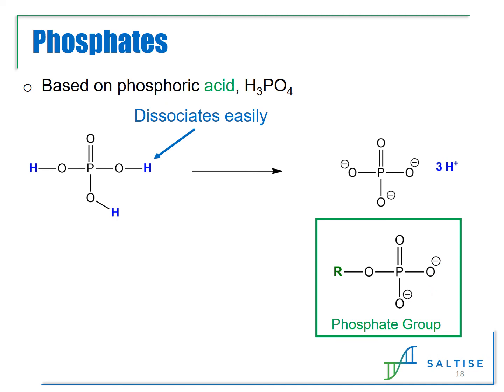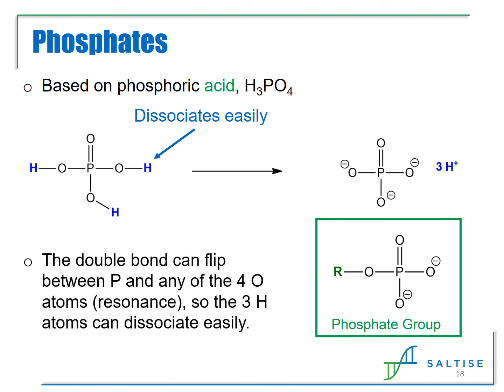Because of the double bond, the hydrogen ions from the hydroxyl groups can dissociate easily. So these here can actually dissociate easily. Like carboxylic acids, once the hydrogen ion is released, the resulting negative charges can be spread out over all of the oxygens, making it stable, and this would be due to the resonance phenomenon.